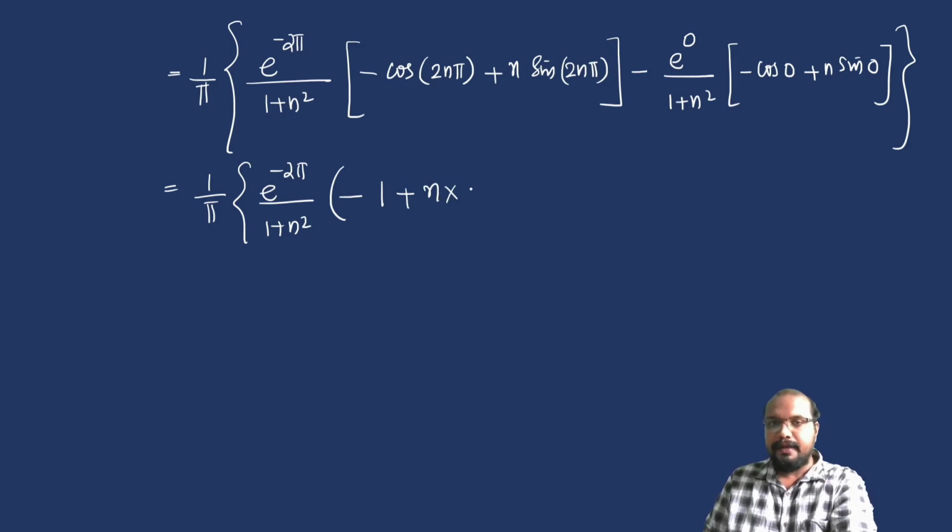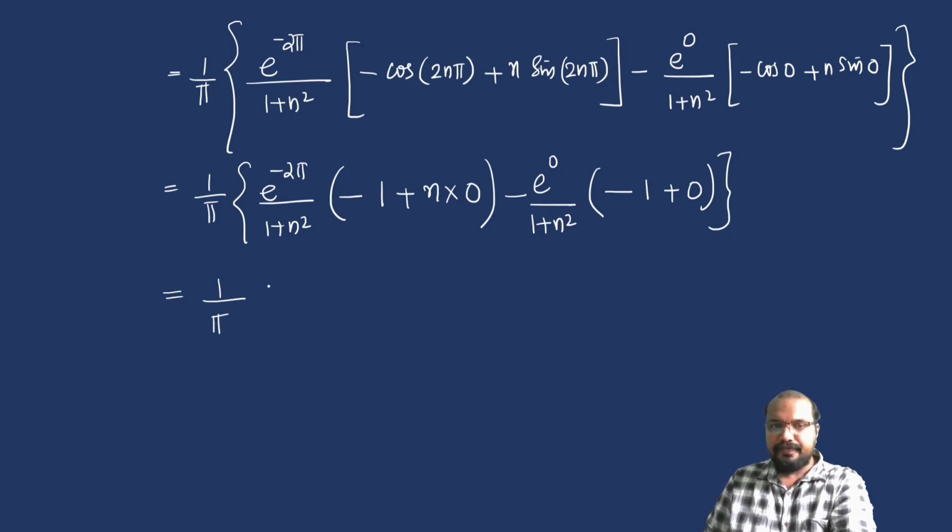For all n pi's, even or odd, sine will be 0. Therefore, it will be 0 minus e raised to 0, which is 1, isn't it? For e raised to 0 by 1 plus n square into minus cos 0, which is 1, plus n sine 0, is again n into 0, which is 0. Now this is equal to 1 by pi e raised to minus 2 pi divided by 1 plus n square into minus 1. Here it becomes plus 1 by 1 plus n square.